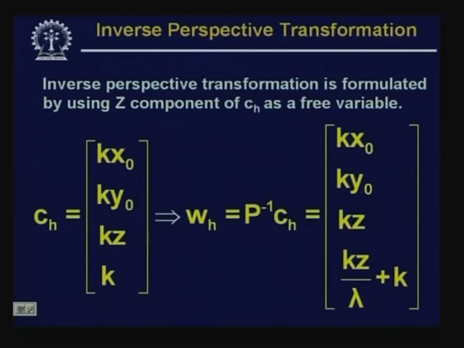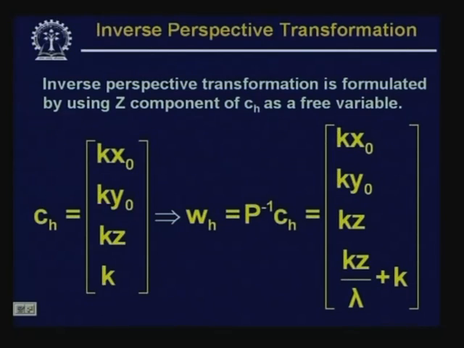get is the world point in the homogeneous coordinate system as W h equal to P inverse C h. And in this particular case, you find that this W h is obtained as k x naught, k y naught, k z, k z by lambda plus k. So, this W h we have got in the homogeneous coordinate system. Now, this homogeneous coordinate we have to convert to the Cartesian coordinate system.